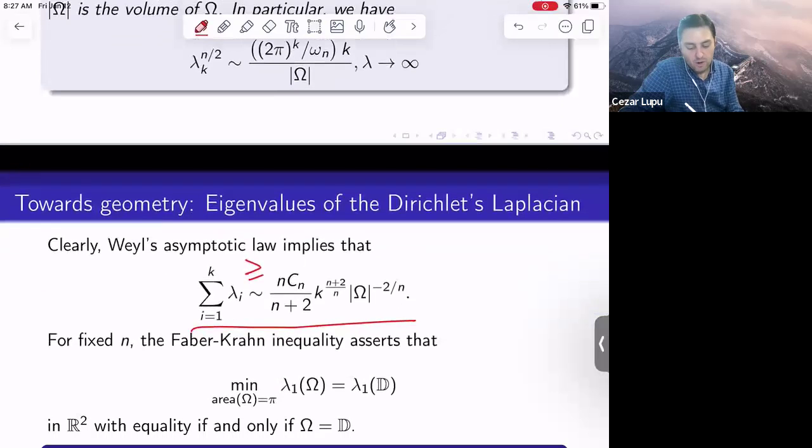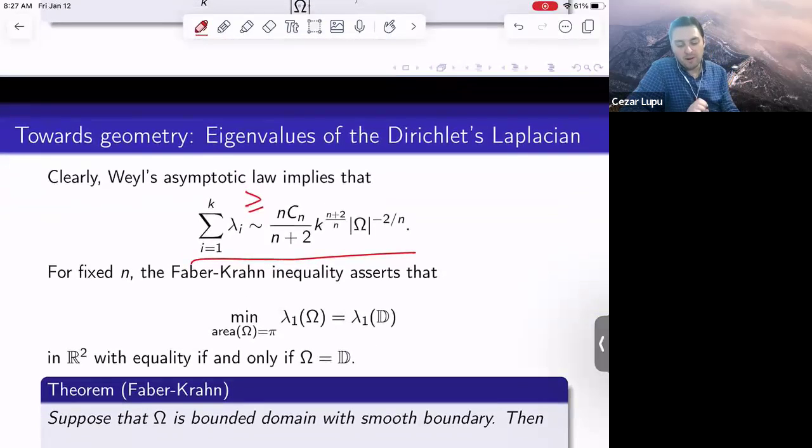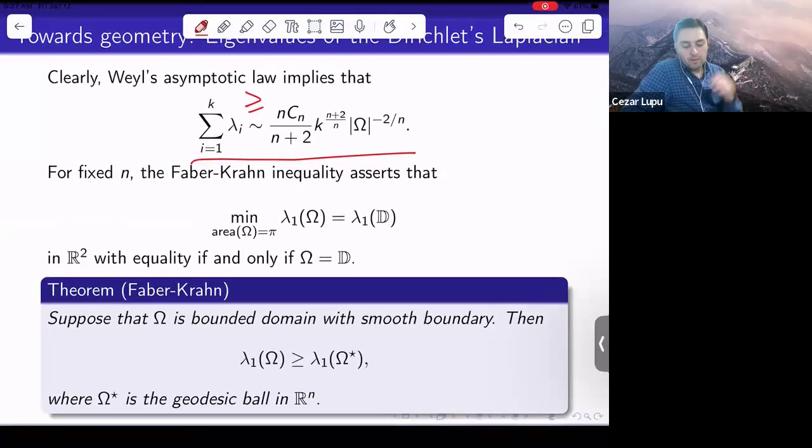okay. So for fixed n, the Faber-Krahn inequality asserts the minimum: if we take the first eigenvalue of the domain Omega, and let's say we have a domain of area pi, the minimizer of this first eigenvalue is exactly obtained when the domain is the disk, and this happens in R2. The theorem of Faber-Krahn is more general, and it says that if we suppose that we have a domain Omega which is bounded with a smooth boundary, then we have this inequality: lambda one of Omega will be greater or equal than lambda one of Omega star, where Omega star is the geodesic ball in Rn. So this will be the minimizer. In particular, this is exactly what we have for R2.